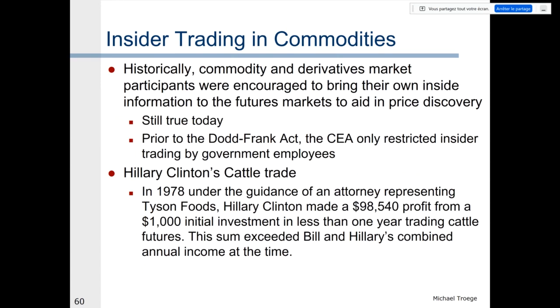Okay, and a famous example is Hillary Clinton's cattle trade. When she was young, she was a lawyer. Her husband, I think, was already the governor of Arkansas.